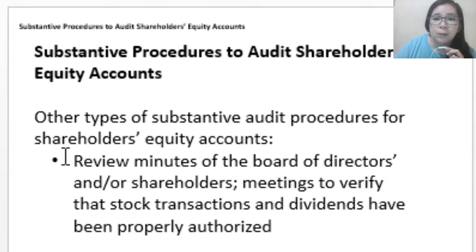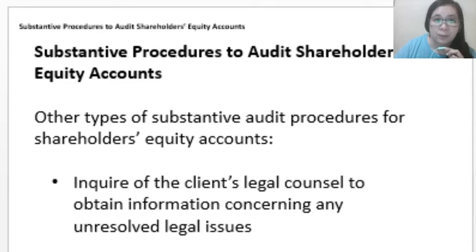Next, the auditor can also review the minutes of the board of directors and or shareholders meeting. This is done to verify that the stock transactions and dividends have been properly authorized. In this case, these transactions normally are one of the discussions that should be made by the board of directors and shareholders, the approval of which is on the part of the board of directors and even the shareholders.